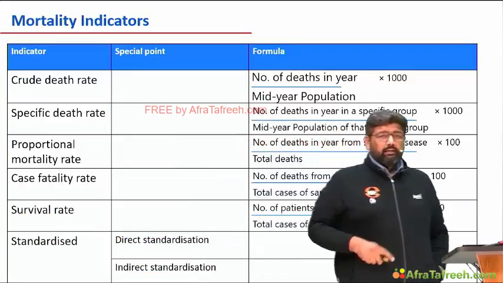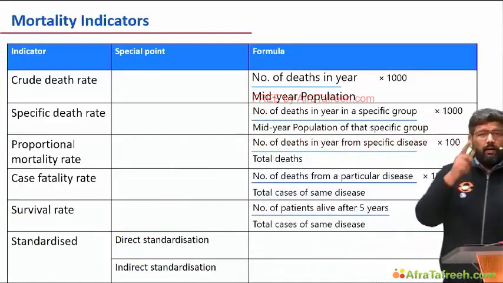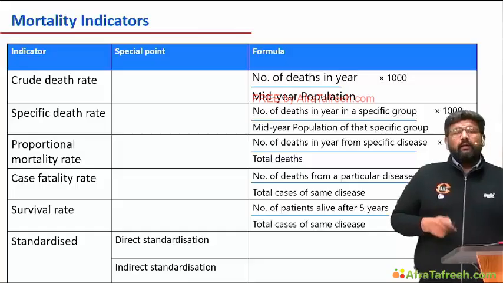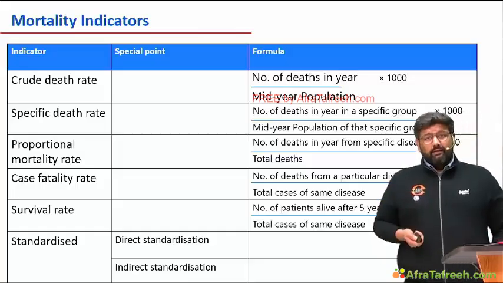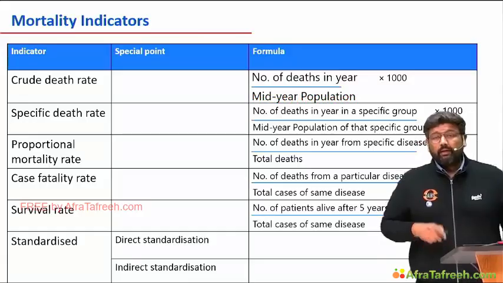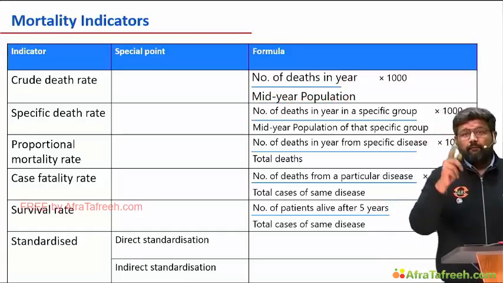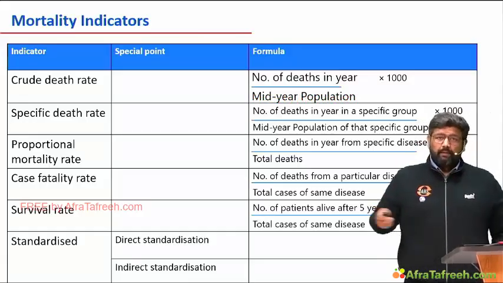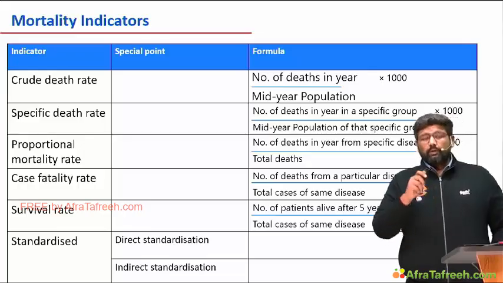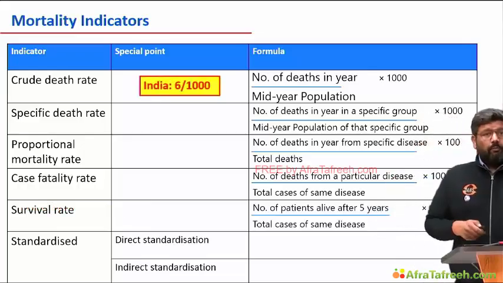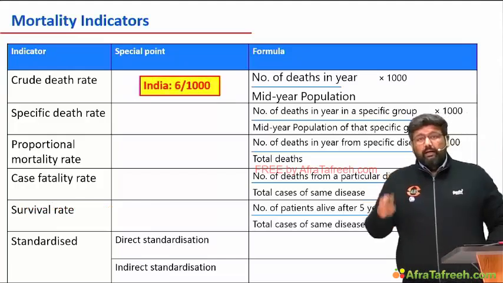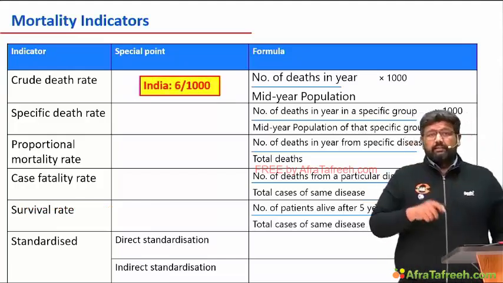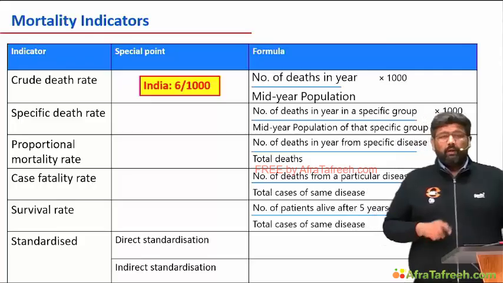Mortality indicators. Number 1, crude death rate on your screen. What is crude death rate? Number of deaths in a year divided by mid-year population, mid-year population taken on 1st July, multiplied by 1000. So this is crude death rate. And currently, the crude death rate of India is 6 per 1000.